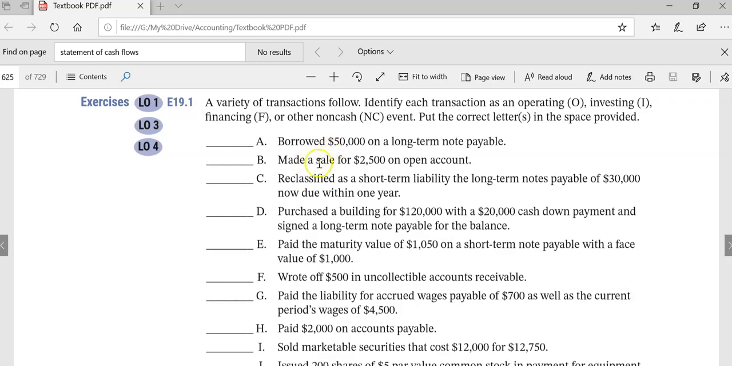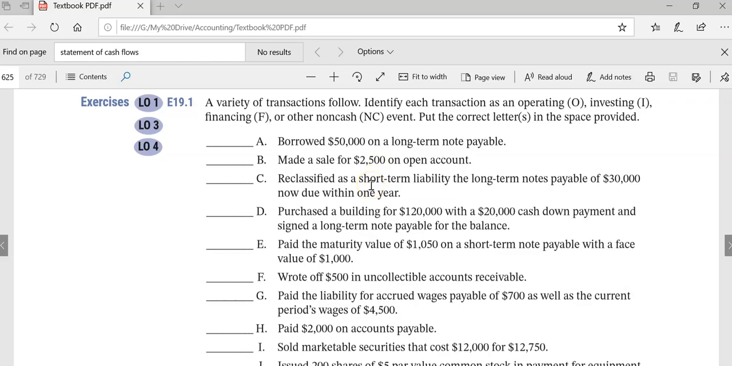All right, second one, we made a sale for $2,500 on open account. When you look at this, you have to ask yourself, is cash involved? This one, we're selling something. This is kind of like the example I just talked about. This is a non-cash event, and so this transaction is not going to appear on the statement of cash flows. The journal entry there is accounts receivable and sales. I might have said payable earlier. It's accounts receivable and sales.